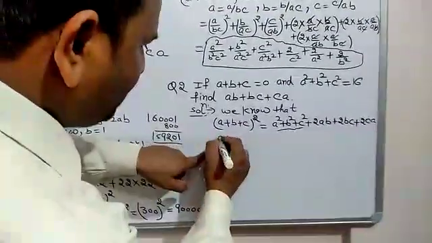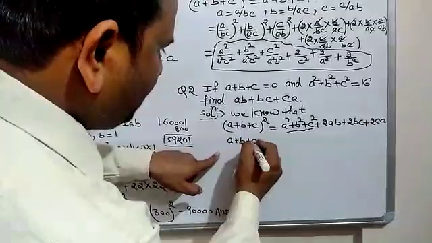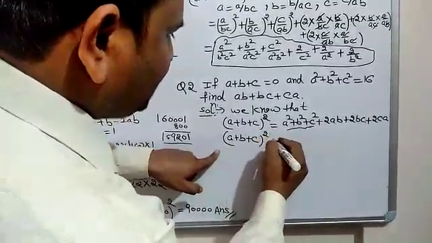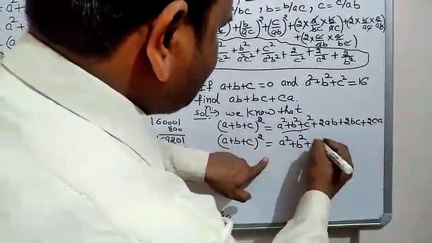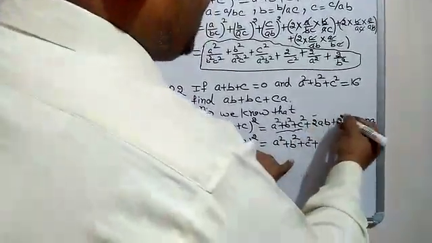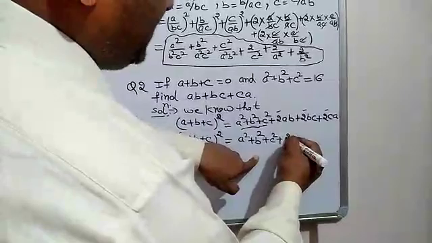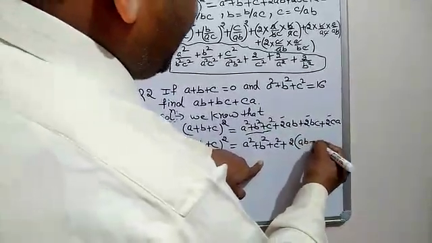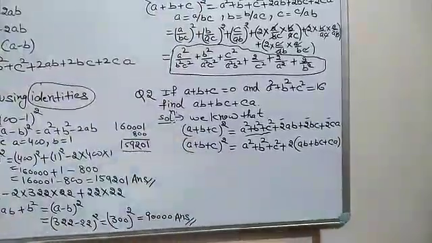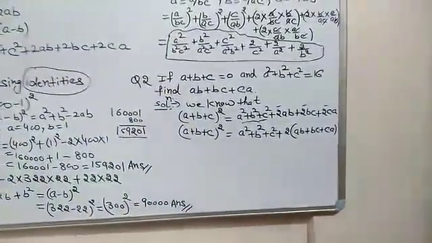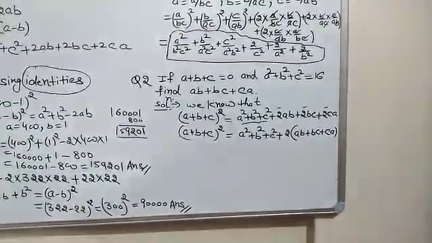So what do we have to do? We have to write this in this way. (a plus b plus c) whole square is equal to a square plus b square plus c square. So see, the 2 is common everywhere, so I am taking 2 common outside. So ab plus bc plus ca. So see, students, now we are able to use all the values which are given to us.